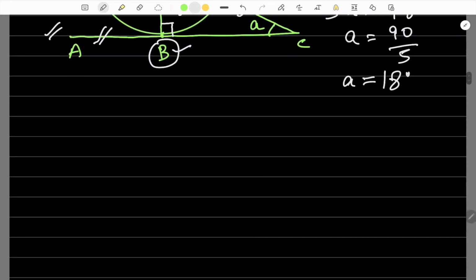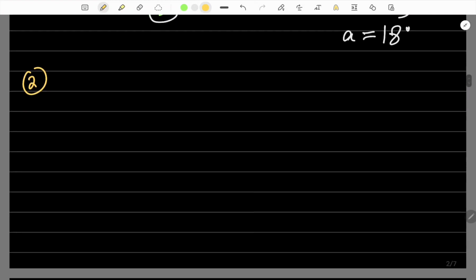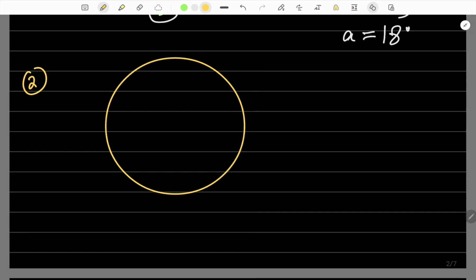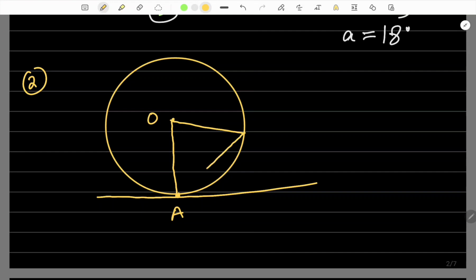Question number 2. Let's take a look at another question. Let's draw a circle. And again, let's make a tangent. Just a second, let me close this a little. So the point of contact, let's say, is this point, point A. We make the center of the circle. Again we mark the radius at the point of contact. And let's say we make a line here and we draw a chord.